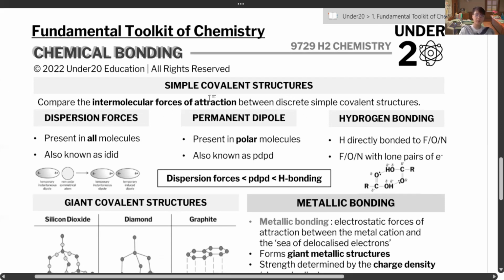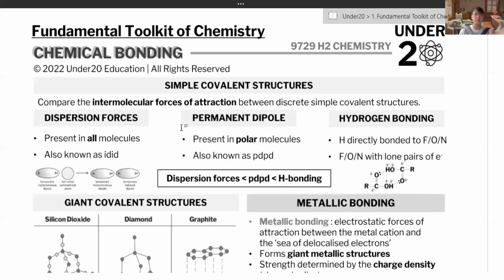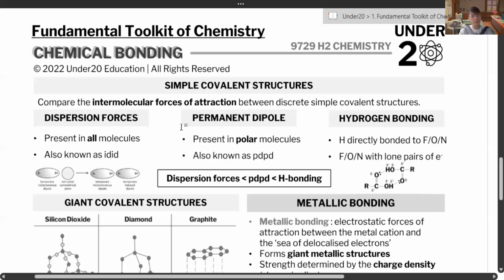Next, we have permanent dipoles, which are only present in polar molecules. Based on the chart that we looked at before, you should figure out which are polar molecules, right? It's the same logic, just that instead of an instantaneous dipole, it is a permanent dipole. Permanent dipoles can interact with other permanent dipoles, and then you get permanent dipole interaction, which is PD-PD.